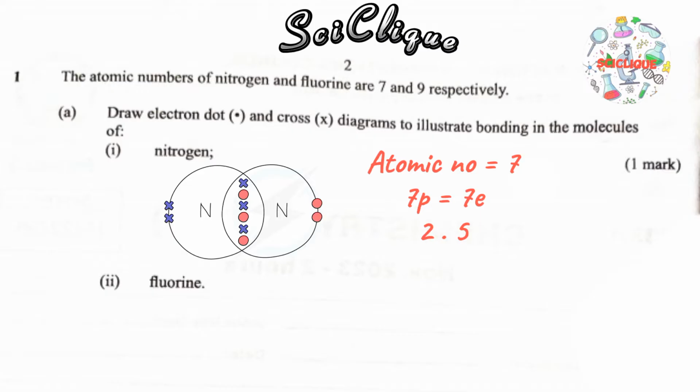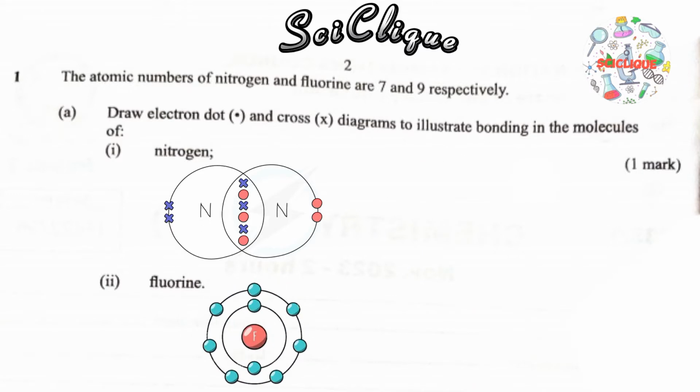One other thing I would like to remind you is this. When it comes to covalent bonding, we are not interested in the core electrons. These are the electrons that are found in the innermost energy levels. We are not interested in them, and there's no need for you to illustrate them. The only electrons that are of interest are the valence electrons. And that is that. Now let's move on to the next one, which is fluorine.